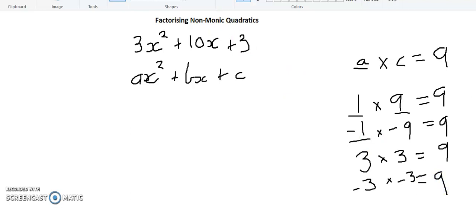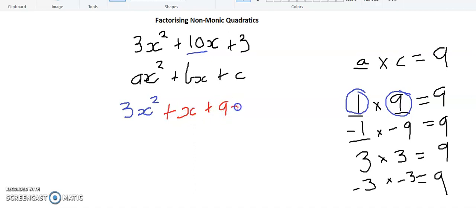Now, we need to pick the two factors that add up to our b. And our b is 10. So it must be 1 plus 9. All I'm doing is rewriting my equation. I still have the 3x squared, but instead of writing 10x, I'm going to write it as x and 9x, which equals 10x. And then I've got plus 3.